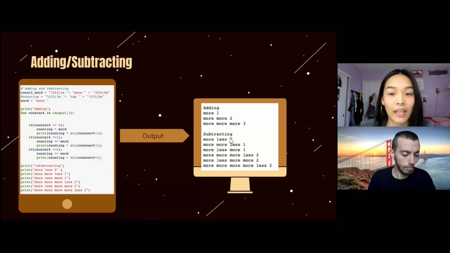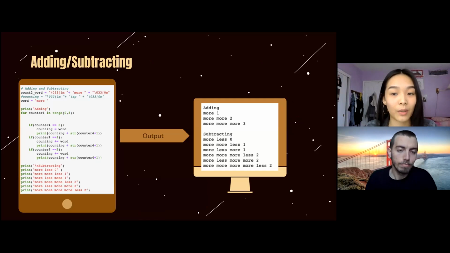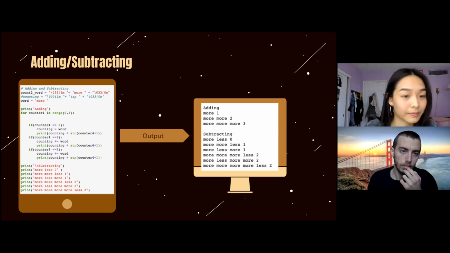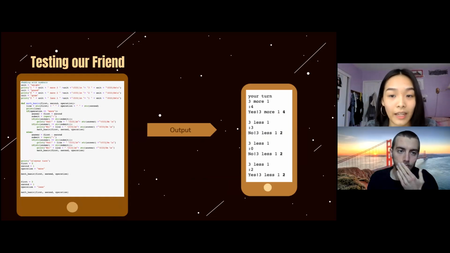And from numbers, we introduced the idea of adding and subtracting by using "more" to illustrate the idea of adding and "less" for subtracting, as seen in our output. And here we illustrate that we can use units as seen: 1 weight more 3 weights, 2 weights equals 3 weights. And as last time, we tested our alien with the same method of repetition.